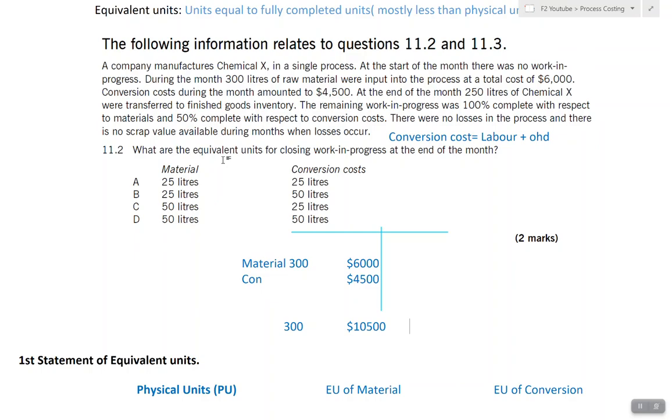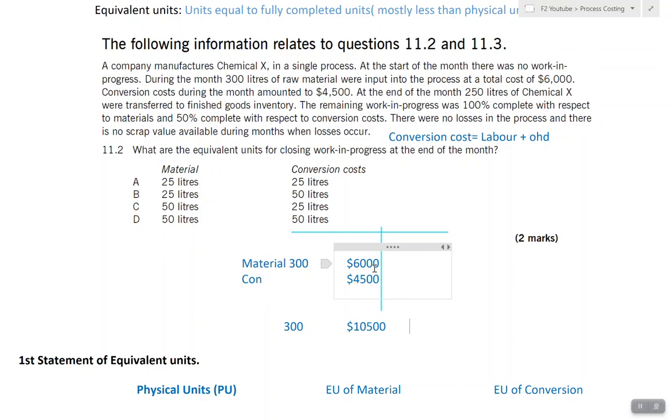At the end of the month, 250 liters of chemical X were transferred to finished goods inventory. The remaining work in progress was 100% complete with respect to materials, 50% complete with respect to conversion costs. There were no losses in the process, and there's no scrap value available. Okay, so just like previous questions, we have material, 300 liters at a total cost of 6,000, and then we have spent an extra 4,500 on conversion.